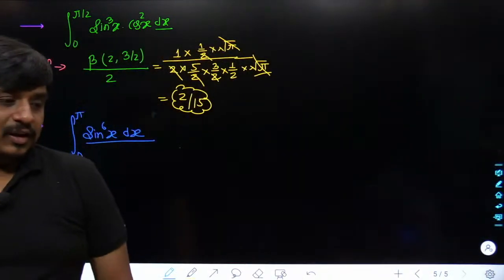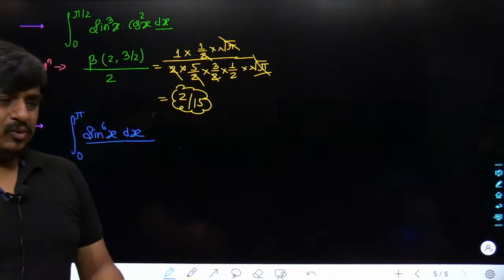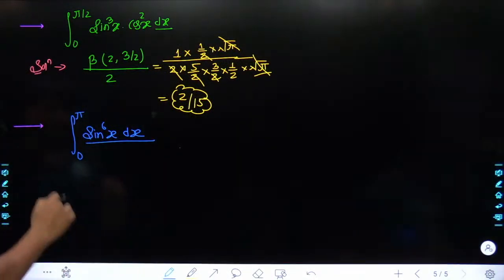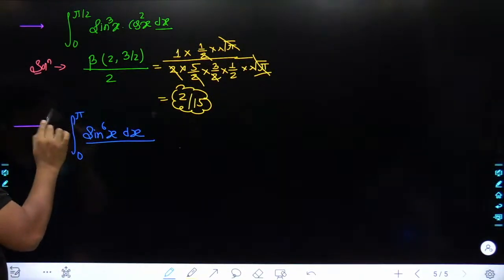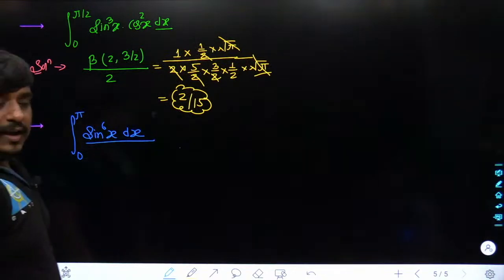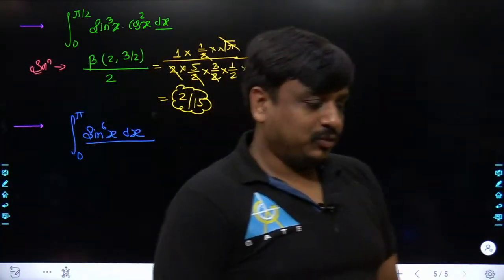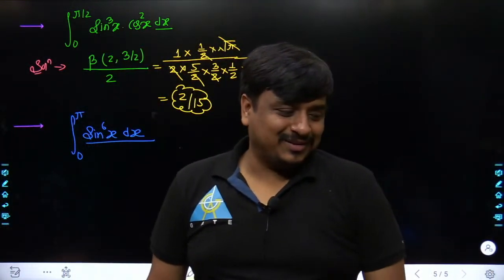Sir, even function will apply. I couldn't understand. My dear friends, the integration has been from 0 to pi. It's not from minus pi to pi. It's not from minus pi by 2 to plus pi by 2. Think and then tell. No, sir. Pranali Ingole says no, sir.